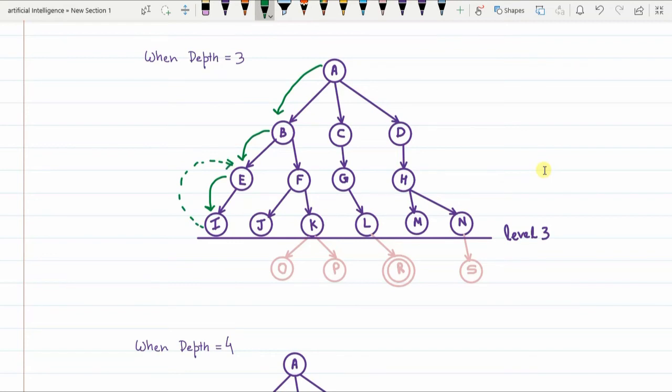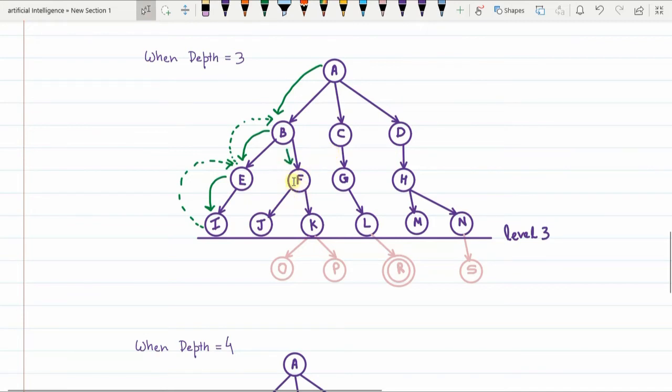Now since from E there is no more path remaining to be considered, we will backtrack still further to B. After reaching B we realize that one path has already been considered. There is another path that can be considered. So from B we move to F.